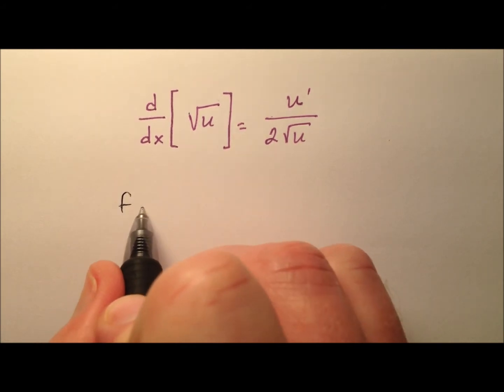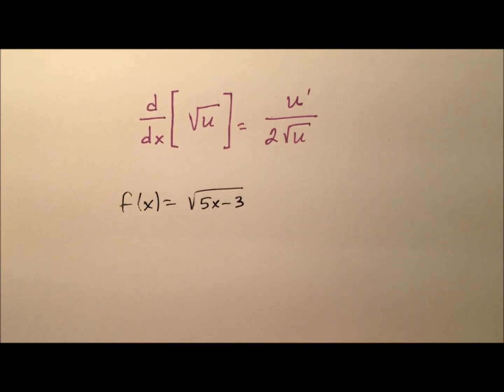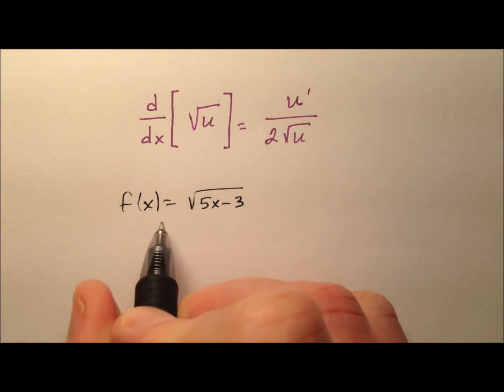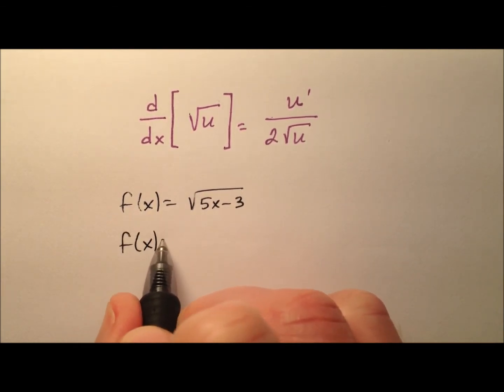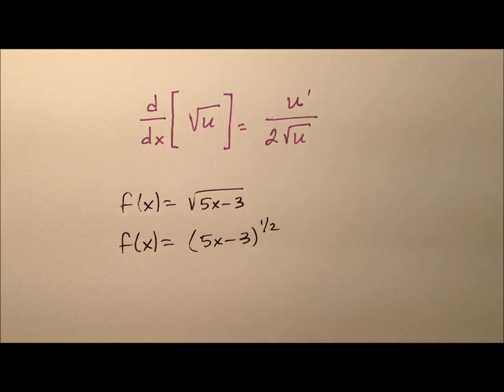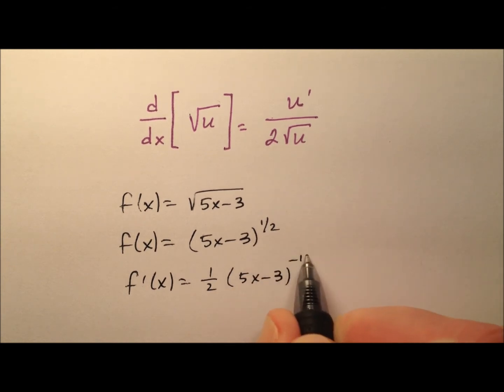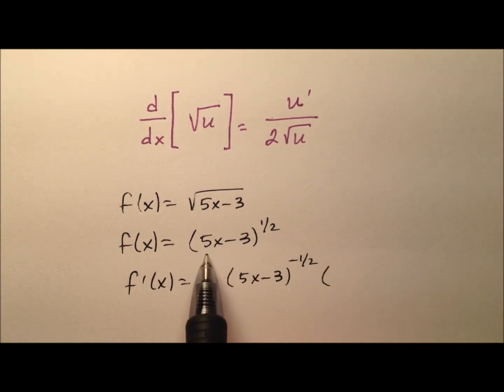Let's say we have a function f of x, and it's going to be the square root of 5x minus 3. So using the chain rule, we would first have to change this to 5x minus 3 to the power of 1/2. Then our derivative would become, we bring the 1/2 out front, our inside stays the same here, take 1 from the power, and then multiply by the derivative of the inside, so 5.